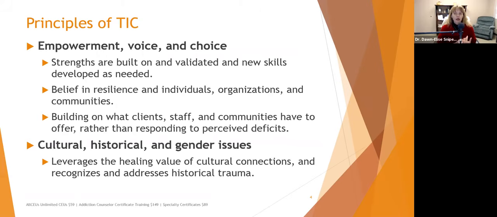We need to build on what clients, staff, and communities have to offer rather than responding to perceived deficits. And again, this is an unfortunate pattern that we generally have. Instead of seeing a person who comes in as a survivor and saying, wow, let's build off of that strength and that courage you have, a lot of times we see them as a victim, and we're trying to ameliorate what's broken in them. It's a semantic shift, but we want to build on that strength and that courage that person has brought to us.